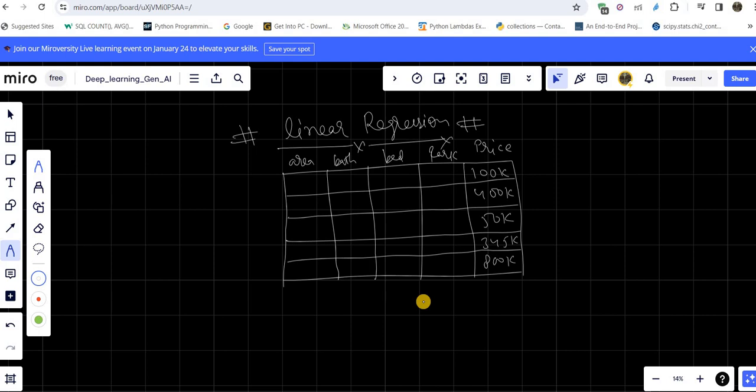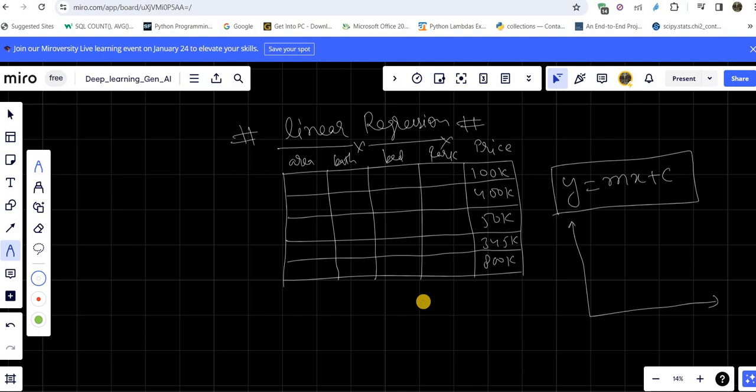Now we need to understand on what mathematics linear regression actually works. The formula for linear regression is y = mx + c, and this is the equation of a straight line.